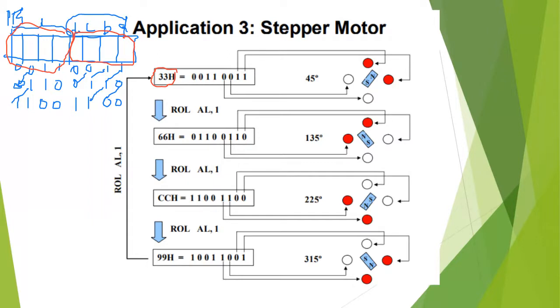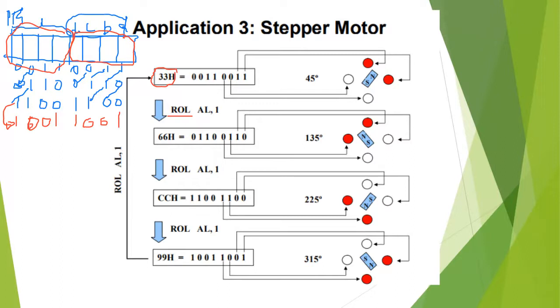Next line, D and A on, other two off. So same thing should be here: 1 0 0 1. And how can we get this fourth line from the third line? If you look at here, the fourth line is just a one bit left rotation, that is, rotate left AL comma 1. So if you use the register AL comma 1 and then send it again, it will be like that.